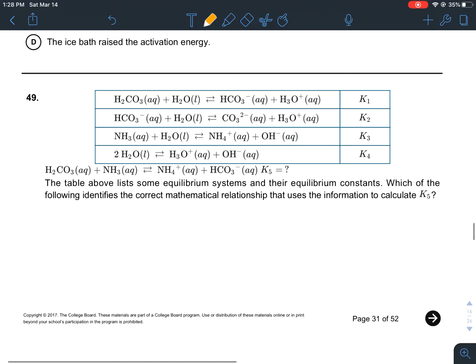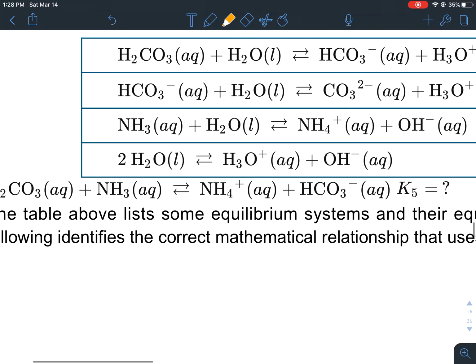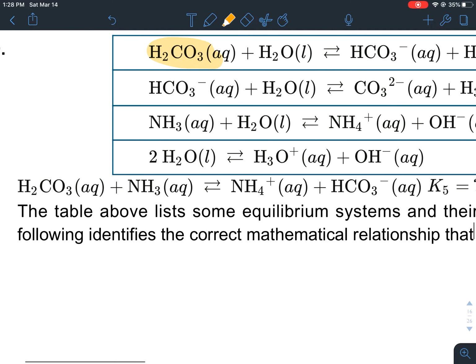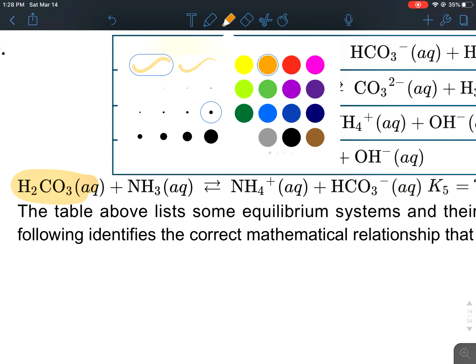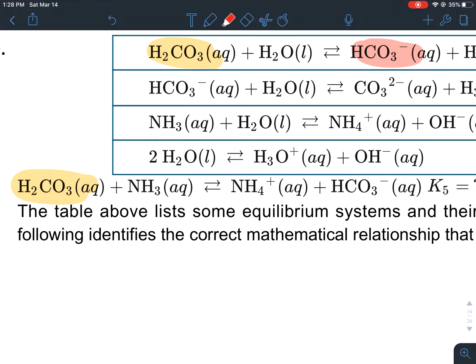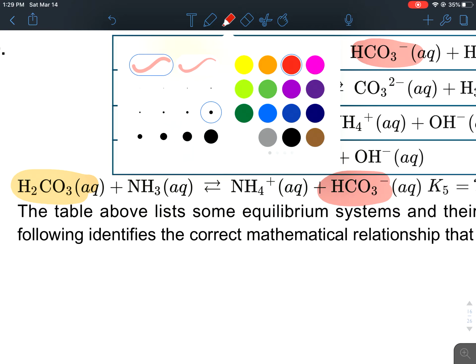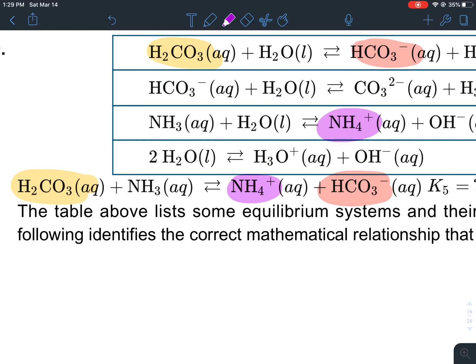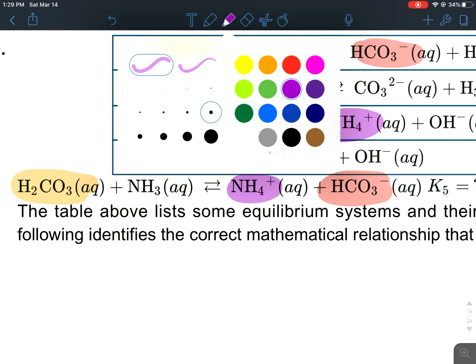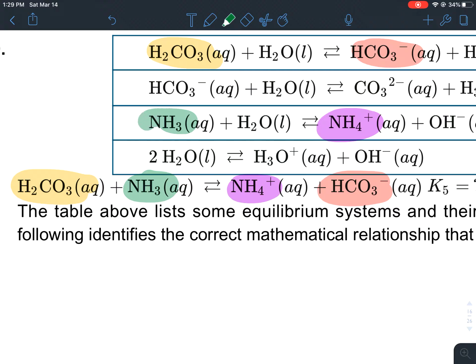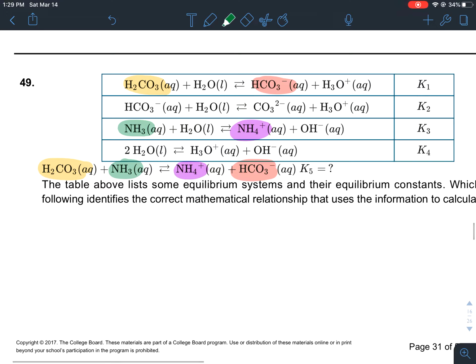Okay, number 49. We've got to calculate K5. So let's look at K5 right here. What we're going to do is break these apart, like Hess's law. I see H2CO3 here and an H2CO3 here. I see an HCO3 minus, an NH4 plus and an NH4 plus, and an NH3 and an NH3. All that comes from equations K1 and K3. So I know I have to have K1 times K3.